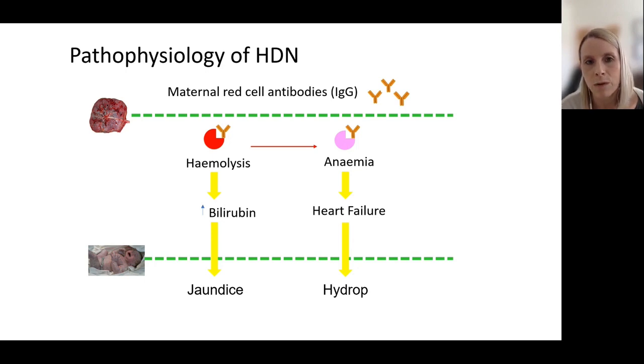So these antibodies are recognizing the baby's red blood cells as foreign and start to break them down. So the babies become anemic. They get an increase in bilirubin levels, which is the byproduct, the breakdown product of red blood cells. Babies who become anemic can go into heart failure, and this can cause them to become hydropic. So this is that swollen baby that the midwife described. And they can become very jaundiced, which is also a dangerous thing for babies because it can cause permanent brain damage. Next slide, please.